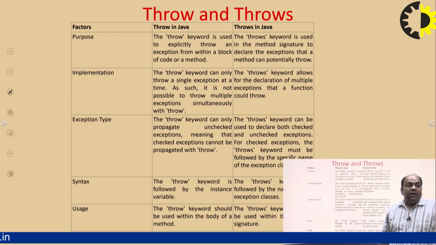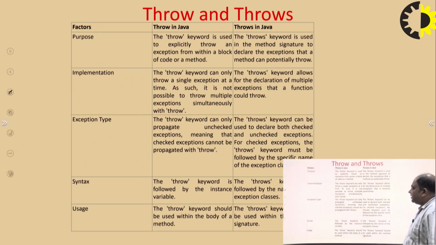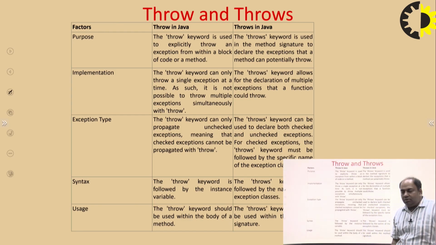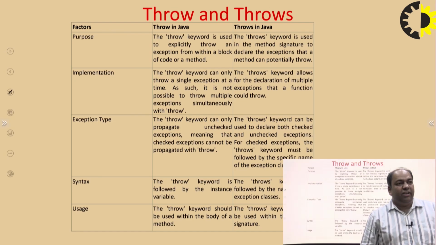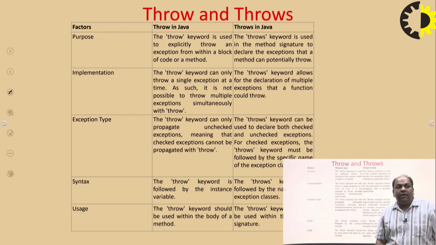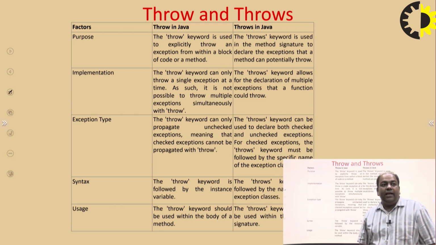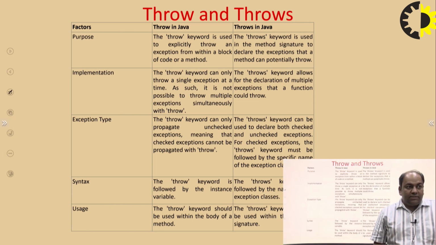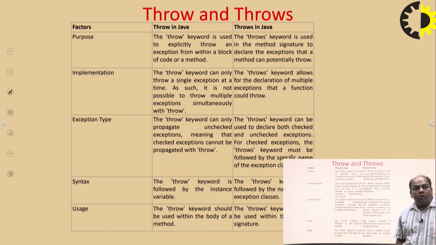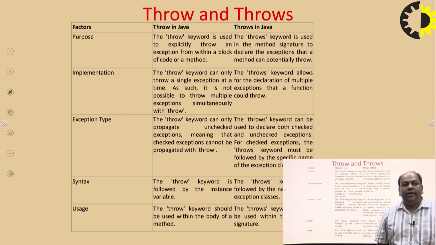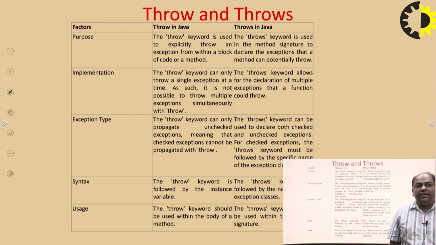Okay. Another example: in the implementation, we divided into 5 factors. One is purpose, why we are using these throw and throws. Another is implementation. In the implementation, what is the difference between throw and throws? The throw keyword can only throw a single exception at a time, while the throws keyword allows the declaration of multiple exceptions that a function could throw. Next, exception type. The throw keyword can only propagate unchecked exceptions, meaning that checked exceptions cannot be propagated with throw. The throws keyword can be used to declare both checked and unchecked exceptions.